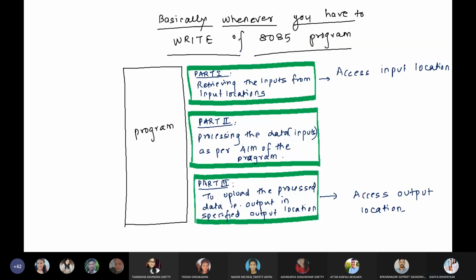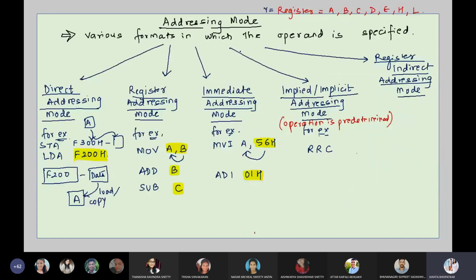ठीक है? So now we go to the last type of addressing mode, that is register indirect addressing mode. So register indirect addressing mode is that addressing mode which involves operations associated with M.